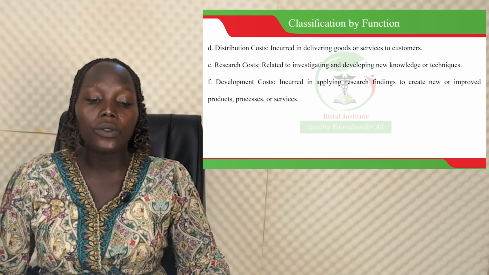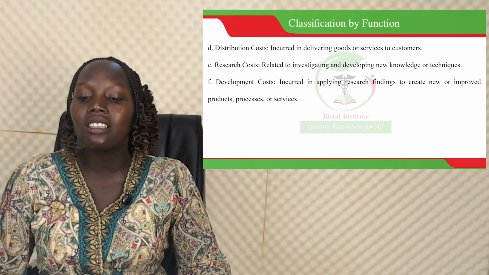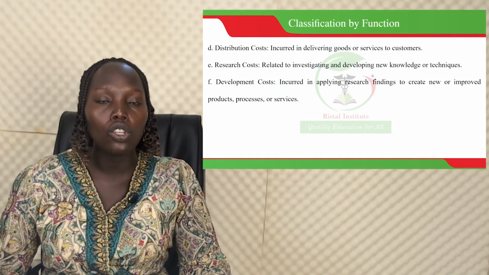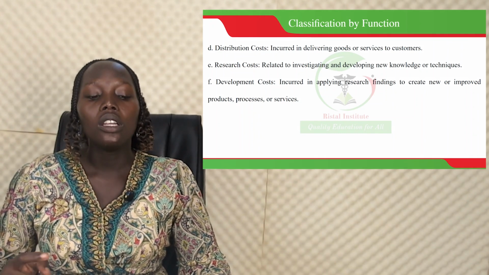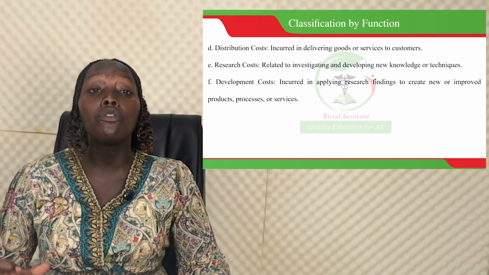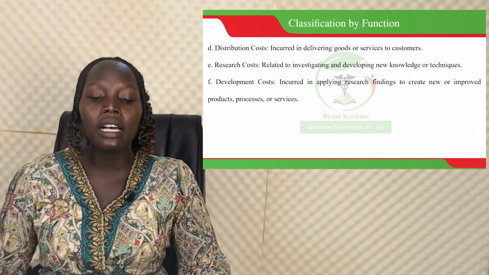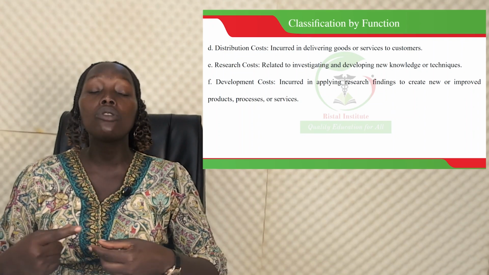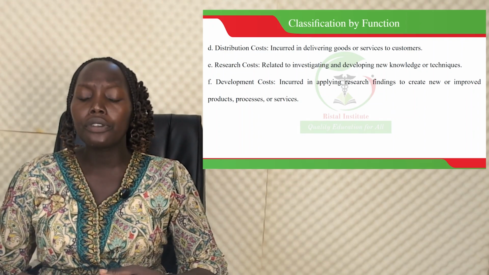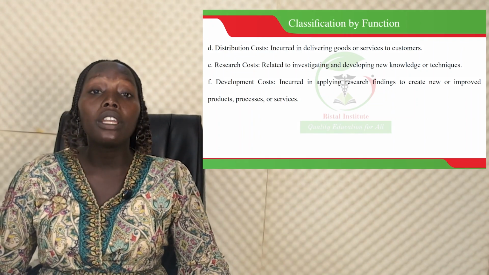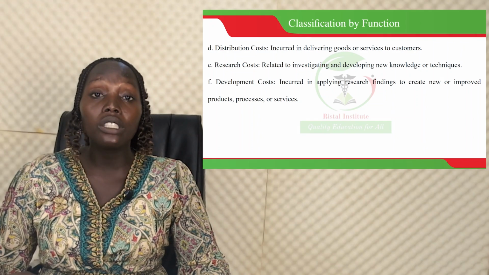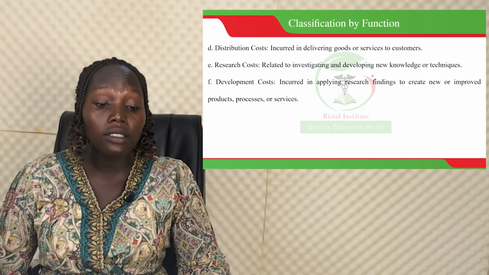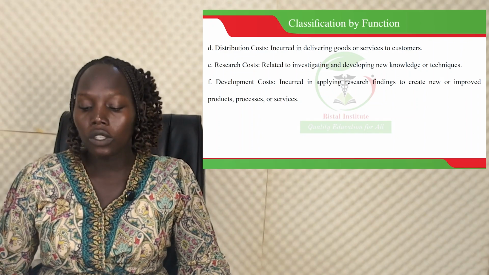And then we have what we call research cost. Research cost is related to investigating and developing new knowledge or techniques. If you want to develop new knowledge or techniques, you do research. So the cost that you incur in researching falls under research cost. And then we have development cost. Development cost is incurred in applying research findings to create new or improved products. If you need to improve on your products, process or service, or come up with a new product, that comes under development cost.